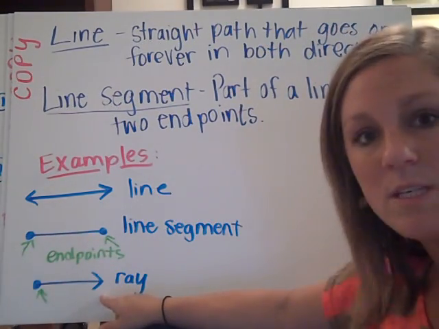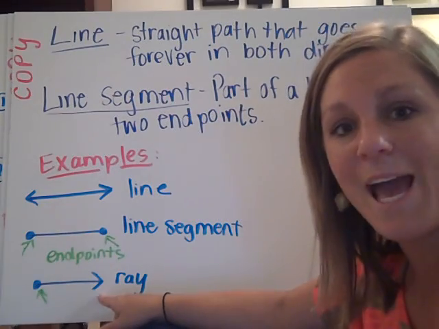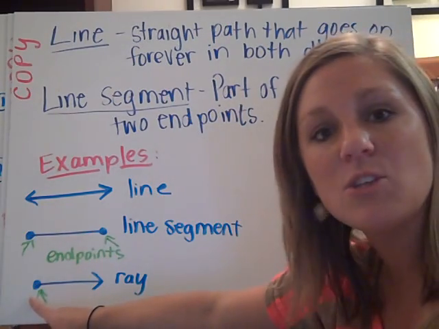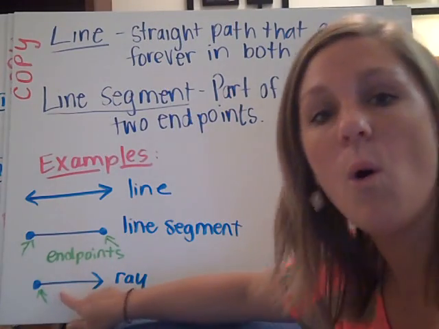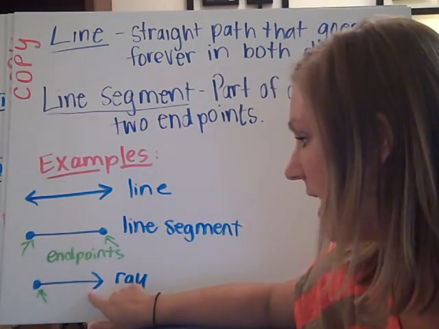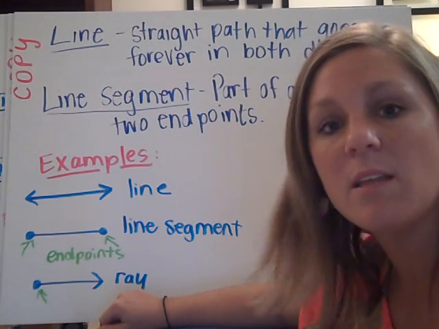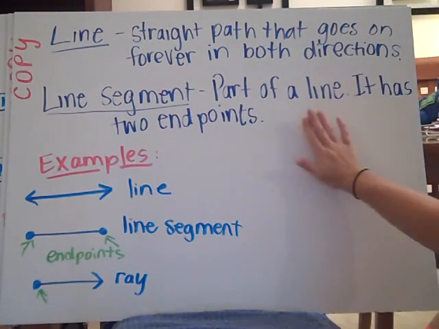I just threw this in there, good for you to know. A ray has an endpoint, so it tells you where it starts, and then it's a line, so it goes on forever, but only in this direction. Notice the difference between the three. Pause to copy.